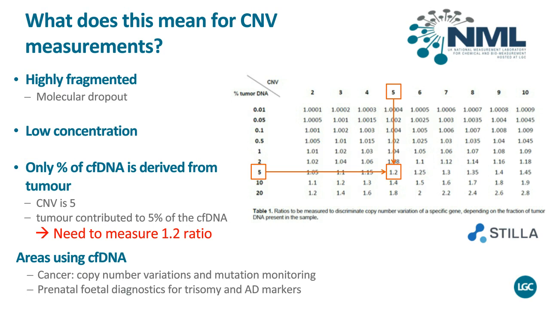And then I mentioned just before, but the cell-free DNA is not just looking at copy number variations, it's also looking at mutation monitoring. And in fact, they use EGFR SNP monitoring with digital PCR.